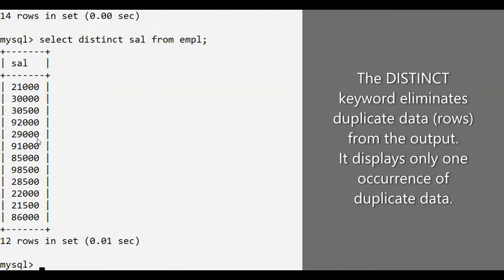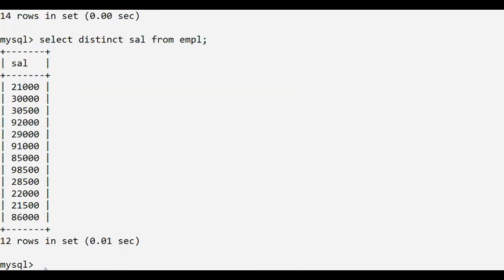Let's check the output. In this output, duplicate data is eliminated. 21,000 is displayed only once, whereas there were 2 occurrences of 21,000 in the table. Similarly, 92,000 also appears only once, and there were 2 occurrences of 92,000 in the table.